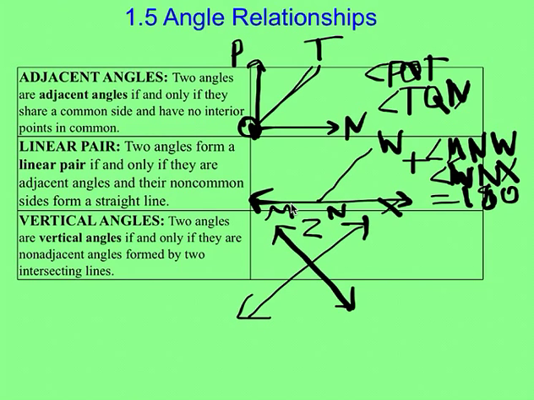So we have 1, 2, 3, 4. 1 and 3 are vertical angles. 2 and 4 are vertical angles. And something else that's important to know about vertical angles is that they're congruent to each other. Vertical angles are always congruent to each other. So we're going to go ahead and write that in as well.